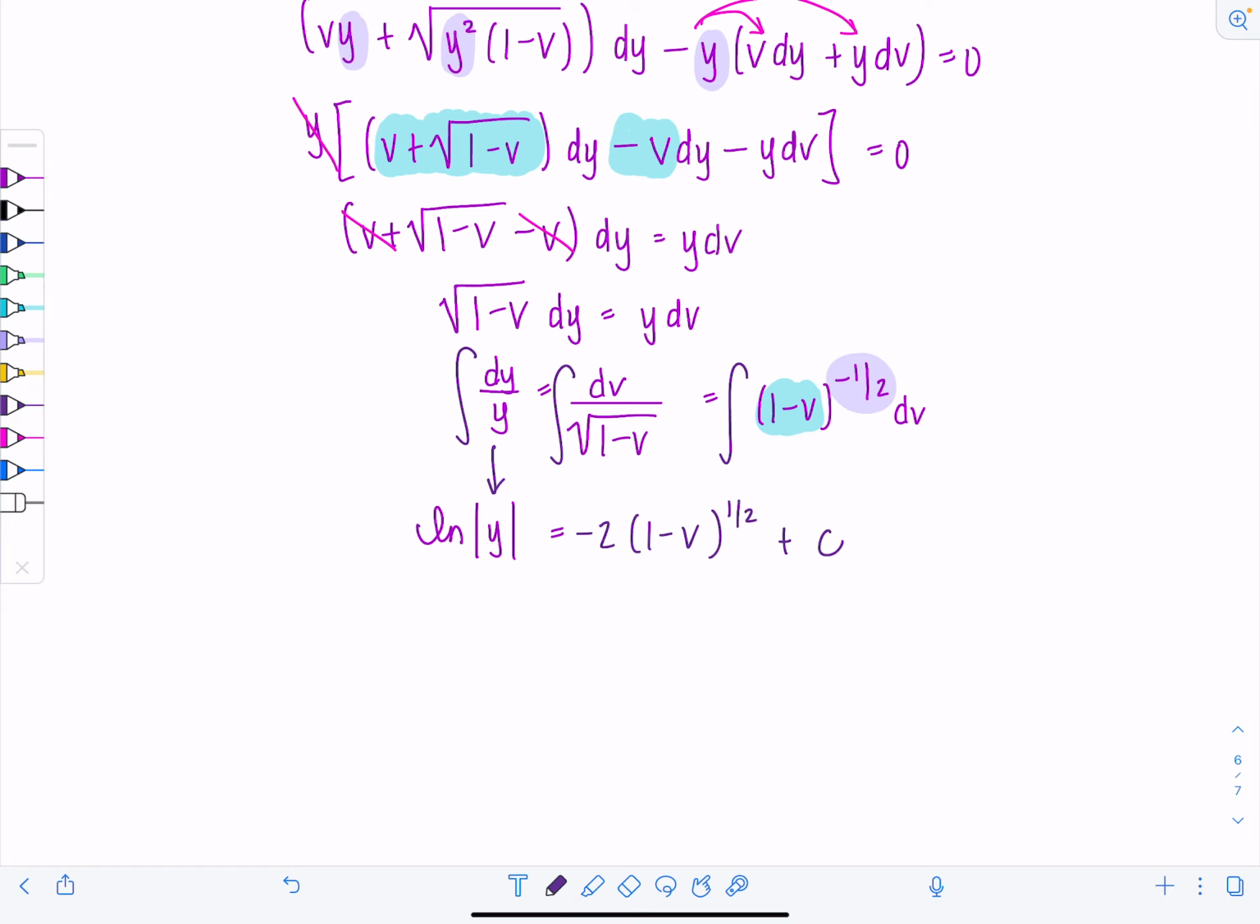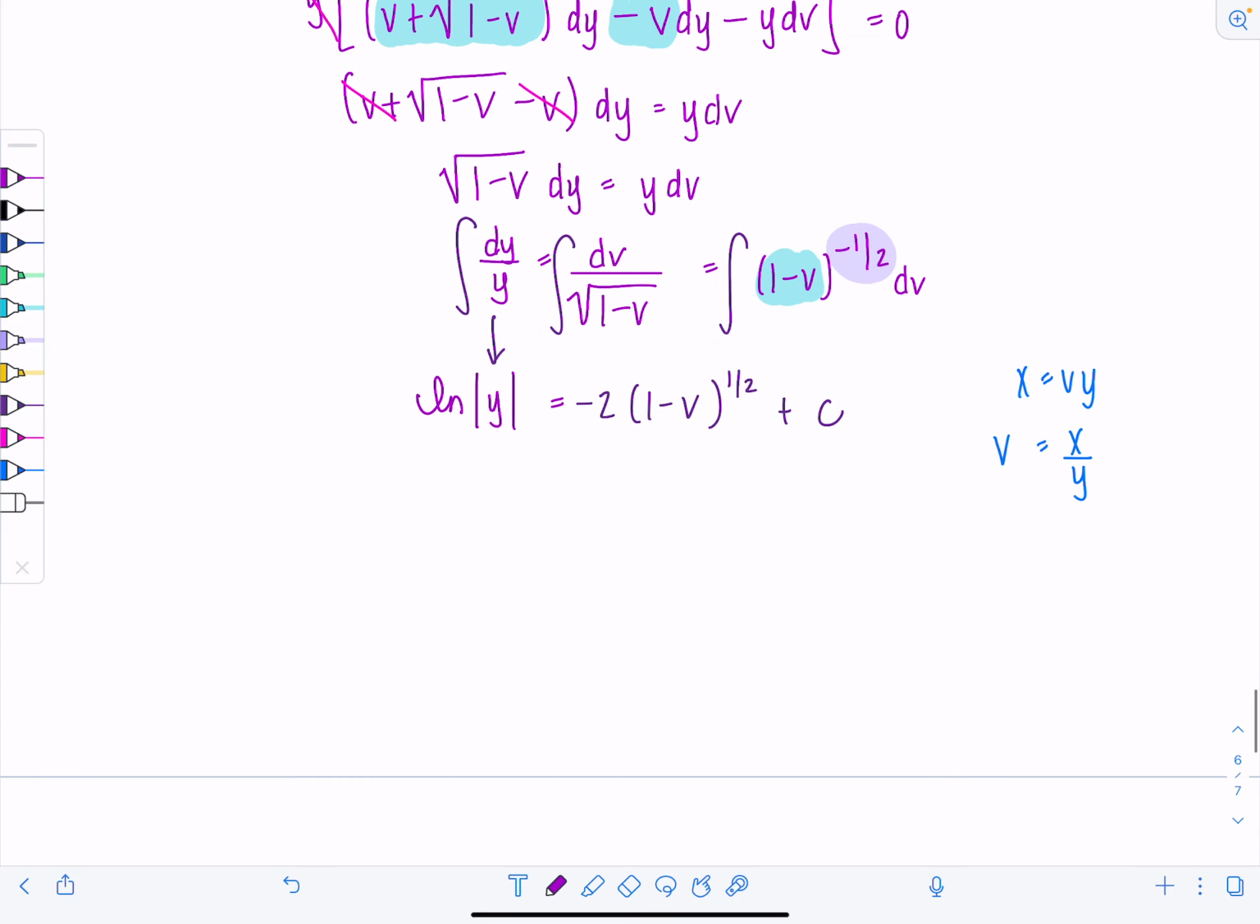I want to go ahead and replace v with the original variable. So remember, we made the substitution, let x equal vy. So that means v is equal to x divided by y, right? Good. So we've got ln, absolute value of y, equals -2 times, let's switch back to radical, 1 minus x over y plus c. Okay, lovely.